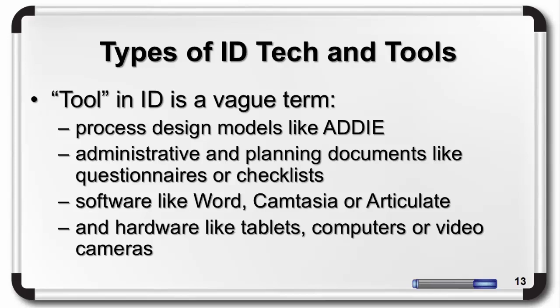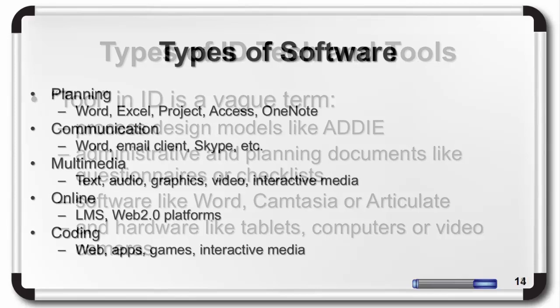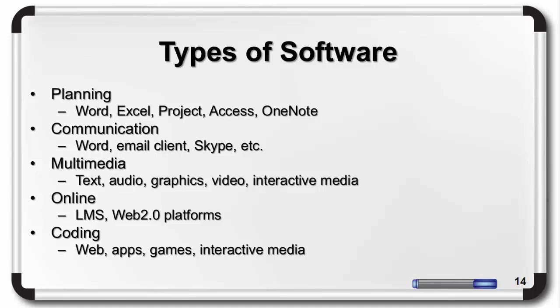Because we covered design models and evaluation documents in other lessons, for the purposes of this lesson, we're going to focus on the software required to make the various learning products you may want to create as a learning designer. You might use many different types of applications at different times throughout a project. For example, you might use different planning, communication, multimedia, online, or coding software. Depending on the product you want to create and the delivery method you choose, you need to make decisions about which software you'll need.